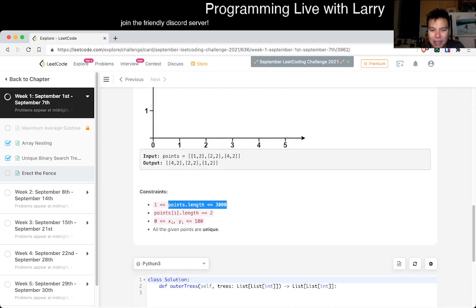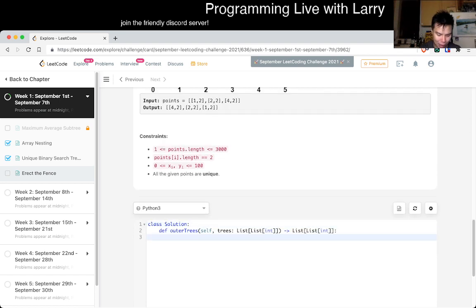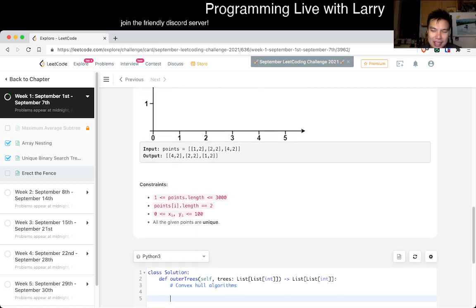N is 3000, so, at least in Python, you probably cannot do an n squared algorithm. Oh, sorry, an n squared algorithm isn't fast enough. I mean, gift wrapping is technically n squared, though also technically it is n times h, where h is the size of the hull. There are also n log n and n log h algorithms, divide and conquer, and monotone chain algorithms for it.